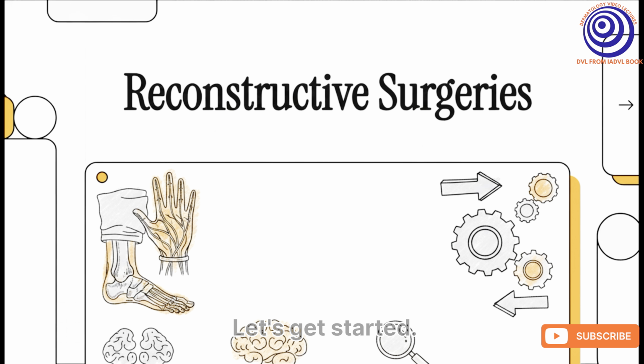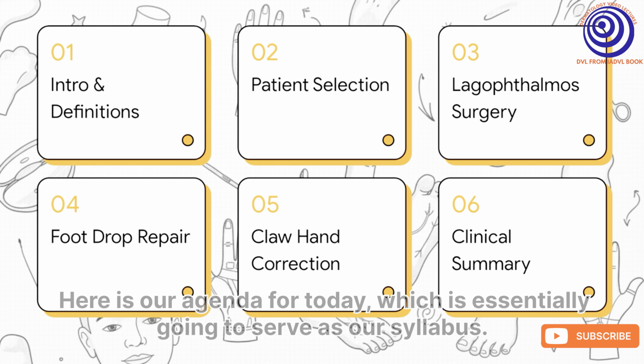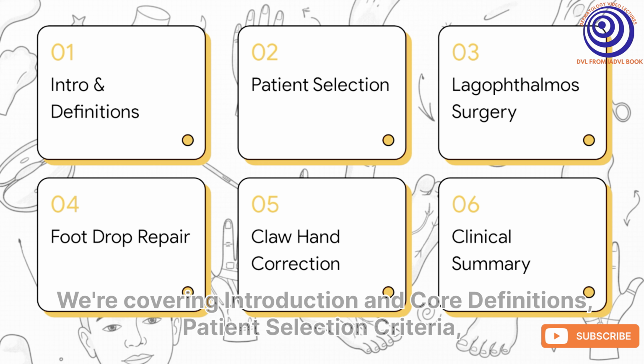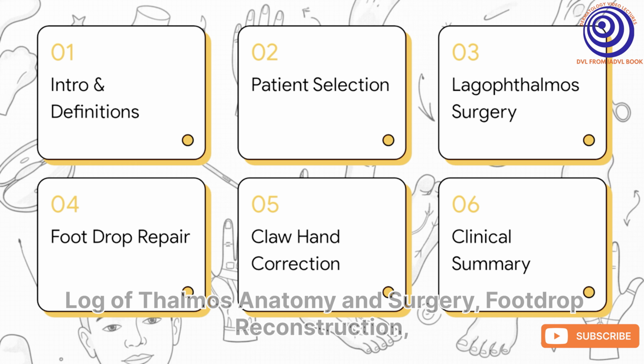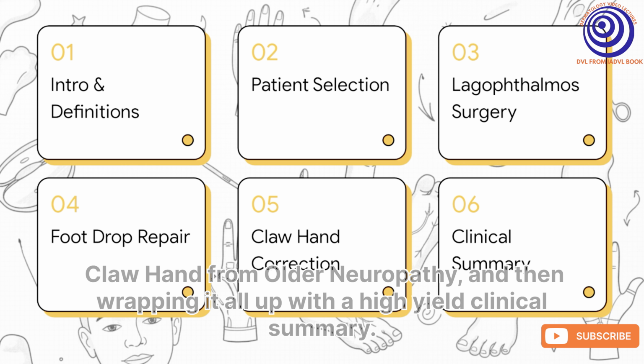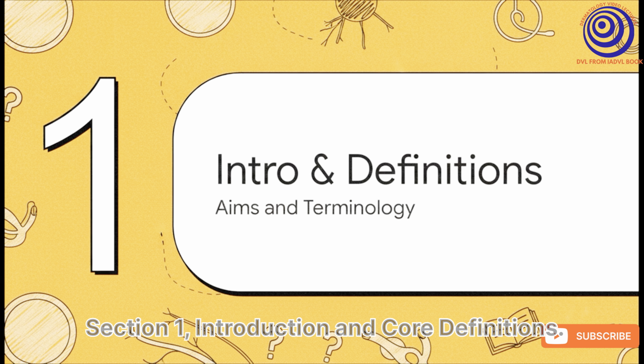Let's get started. Here is our agenda for today, which is essentially going to serve as our syllabus. We're covering introduction and core definitions, patient selection criteria, Lagophthalmos anatomy and surgery, foot drop reconstruction, claw hand from ulnar neuropathy, and then wrapping it all up with a high-yield clinical summary. Section 1. Introduction and core definitions.